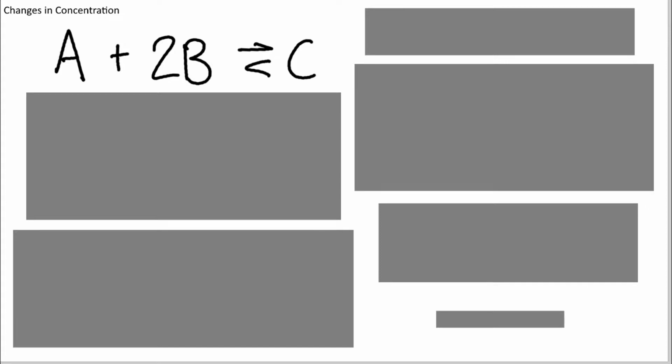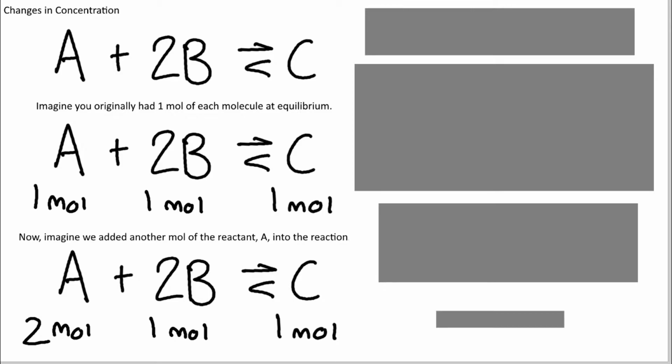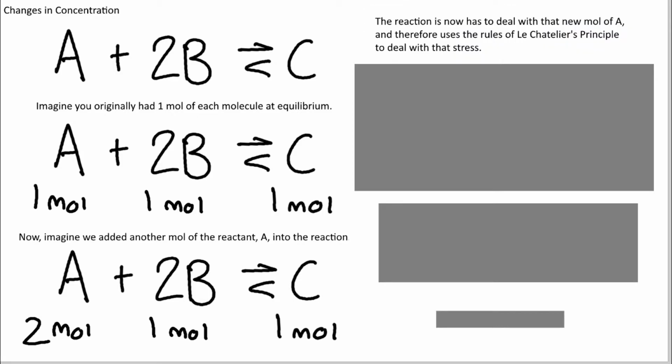And so let's imagine you have an equation: A plus 2B is going into C. Now let's imagine you originally had 1 mole of each molecule at equilibrium. So you have 1 mole of A, 1 mole of B, and 1 mole of C. Now imagine we added another mole of the reactant A into the reaction. The reaction now has to deal with that new mole of A, and therefore it's going to use the rules of Le Chatelier's principle to deal with that stress.